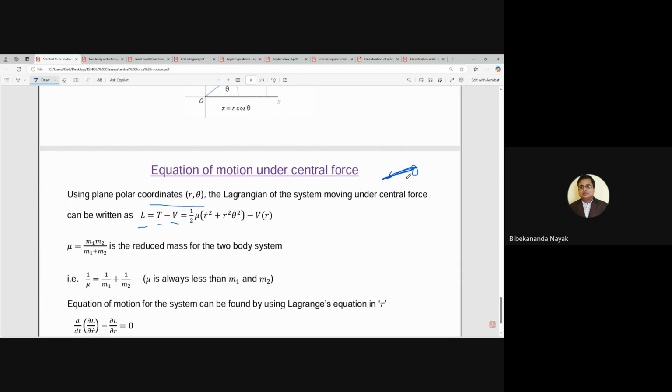The term reduced mass, you know it. Why is it called reduced mass? Because it is less than both masses. If one mass is m1 and the other m2, the reduced mass is less than m1 and less than m2, and we can find it from the formula 1 by mu is equal to 1 by m1 plus 1 by m2. If you simplify, you get mu is equal to m1 m2 by m1 plus m2. Okay, I think you know it.